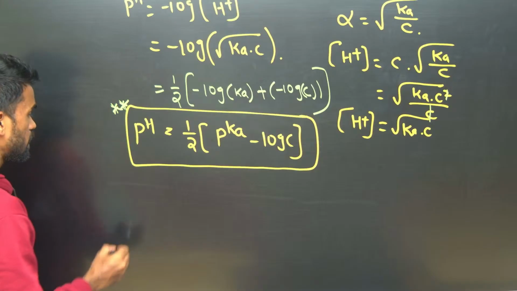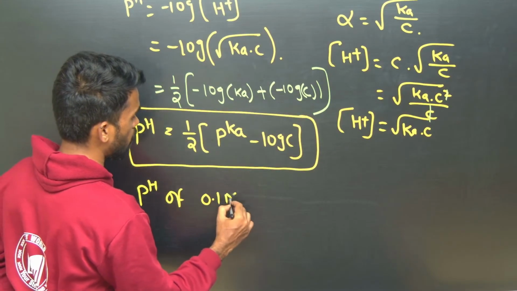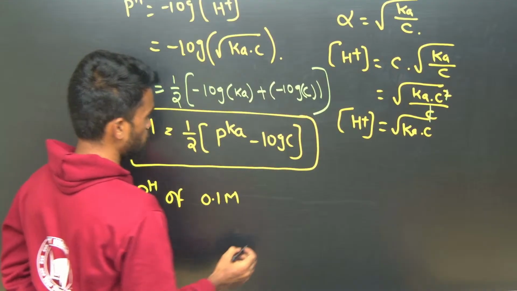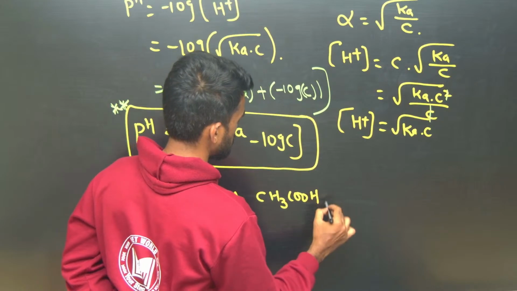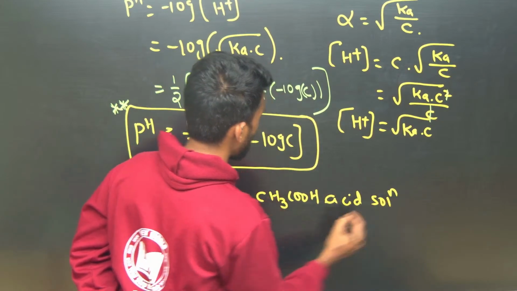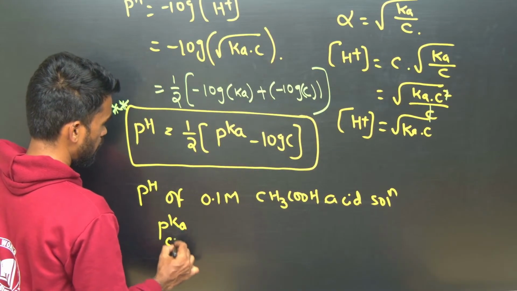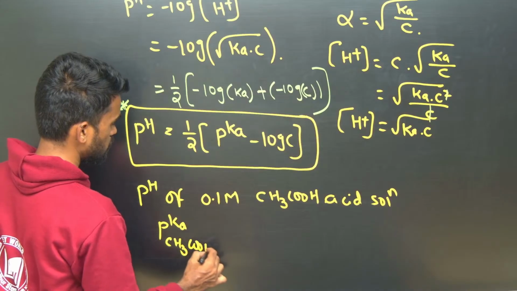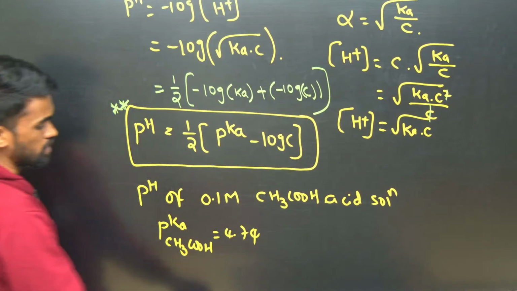Okay, so now in the exam they will ask: find the pH of 0.1 molar acetic acid solution, having pKa of acetic acid as 4.74. Then tell me, what is the pH?